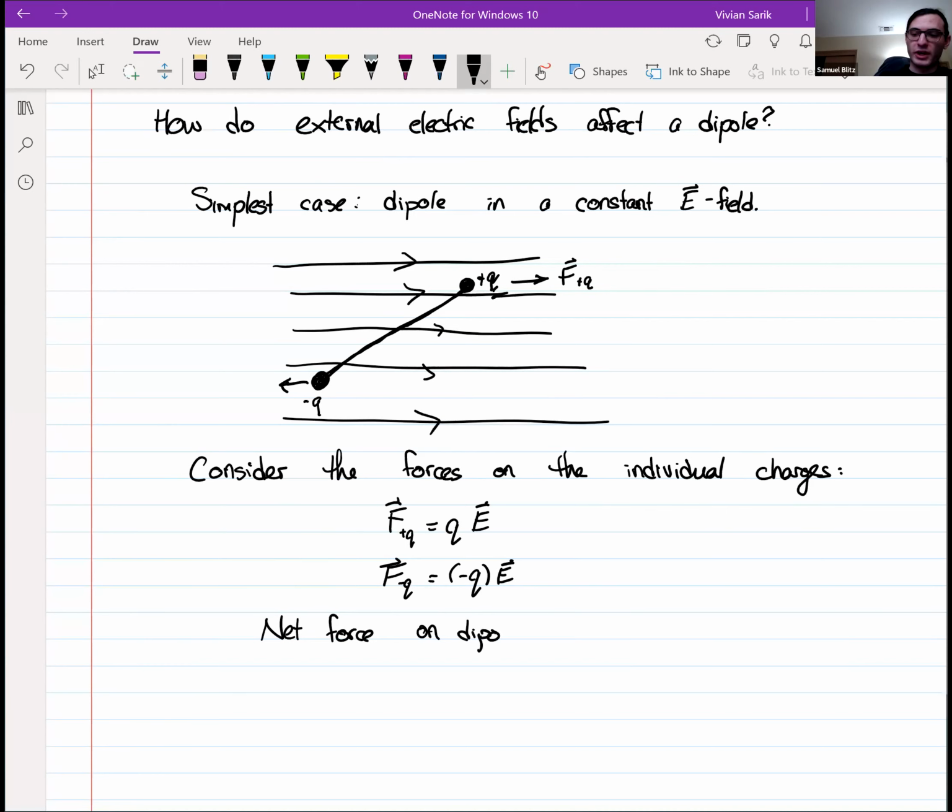Well, hopefully you guys see where I'm going with this. Not E, F.